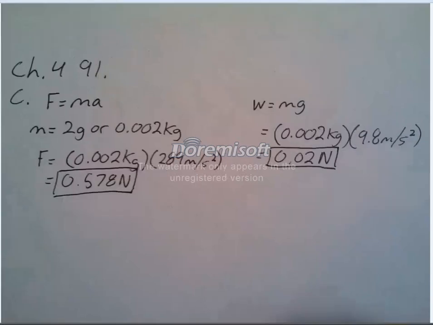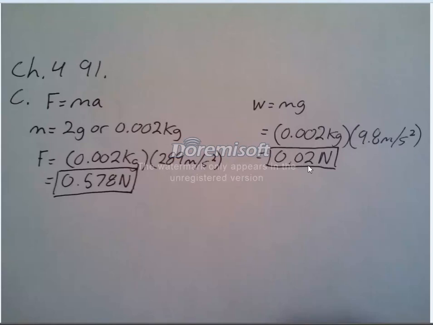Alright, so part C asks us to compare the force of the legs it jumps with to the locust's weight. So here are two equations: F equals ma, that would be the legs, and this would be its weight. The mass is given to us, which is 2 grams or 0.002 kilograms. Solve for F, we get 0.578 newtons, and then here's its weight. Of course, that would just be gravity times its mass, 0.02.